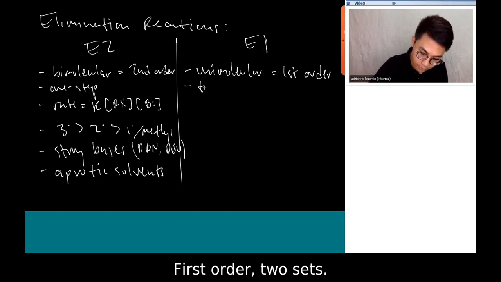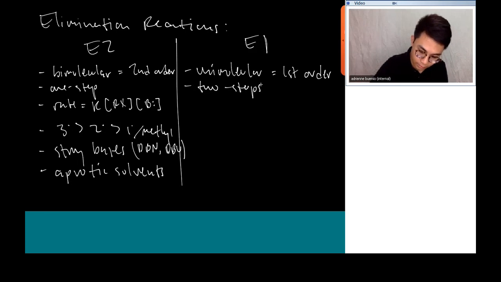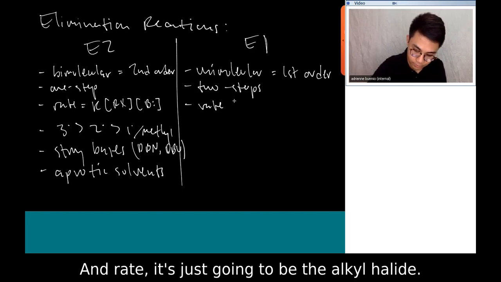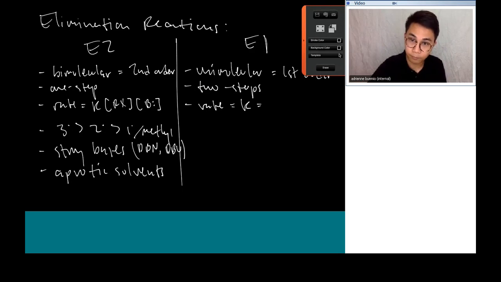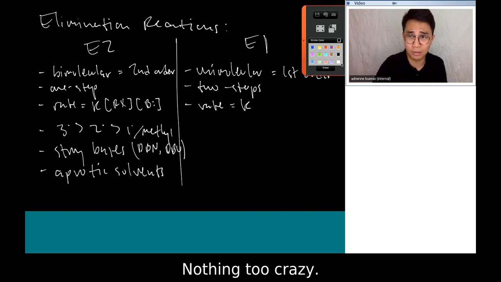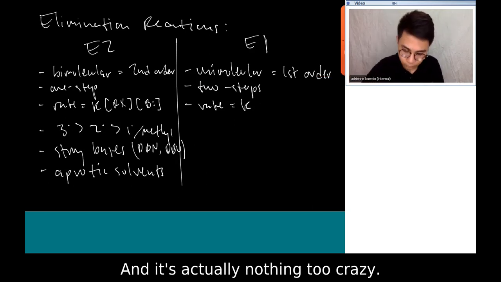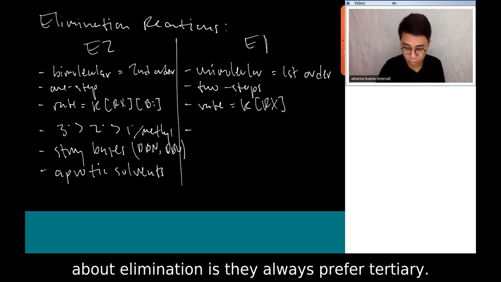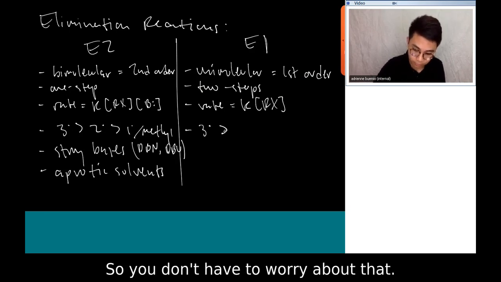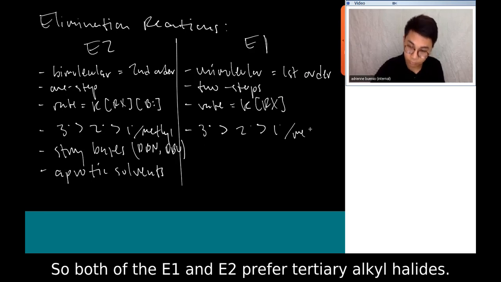First order, two steps, and the rate is just going to be the alkyl halide. So nothing too crazy, right? And probably the easy thing about elimination is they always prefer tertiary, so you don't have to worry about that. Both E1 and E2 prefer tertiary alkyl halide.